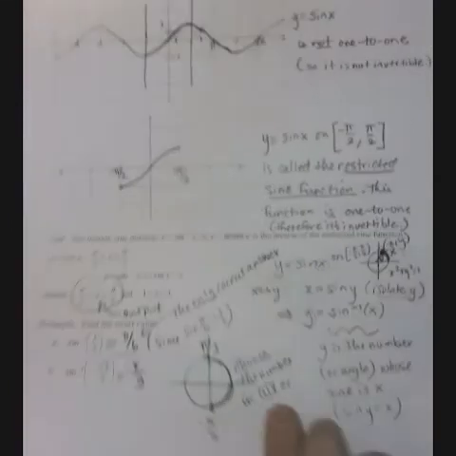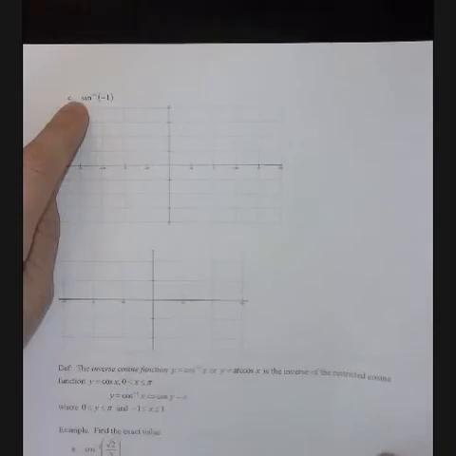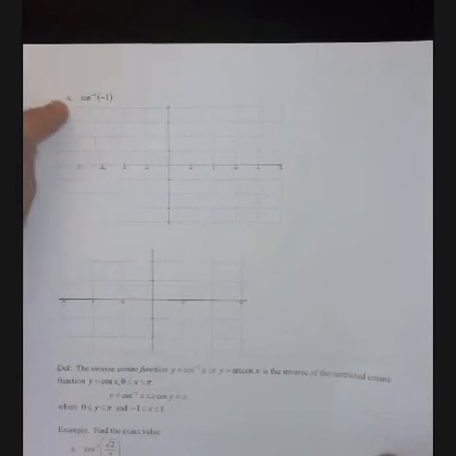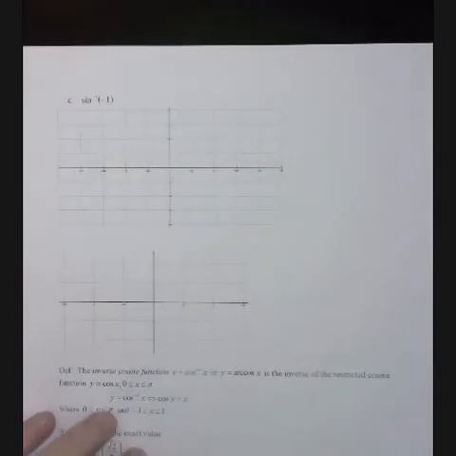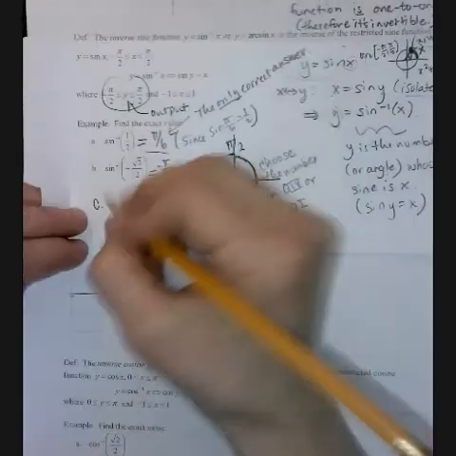Okay, go to the next page. C. Well, this should have been, I should have had a carriage return. This should have been on the previous page. Maybe I'll just do that. Put it down here. C is sine inverse of negative 1.